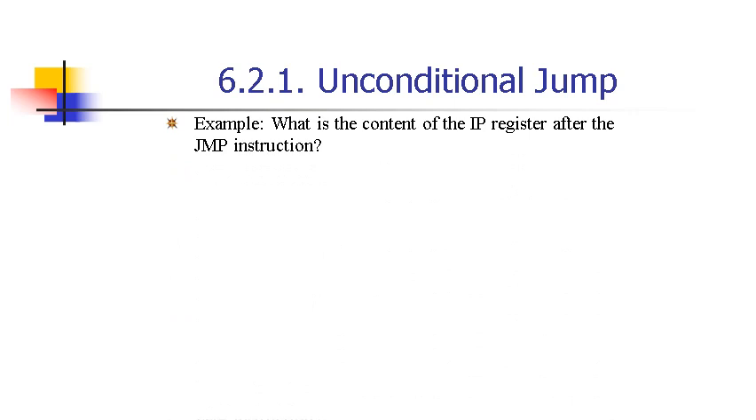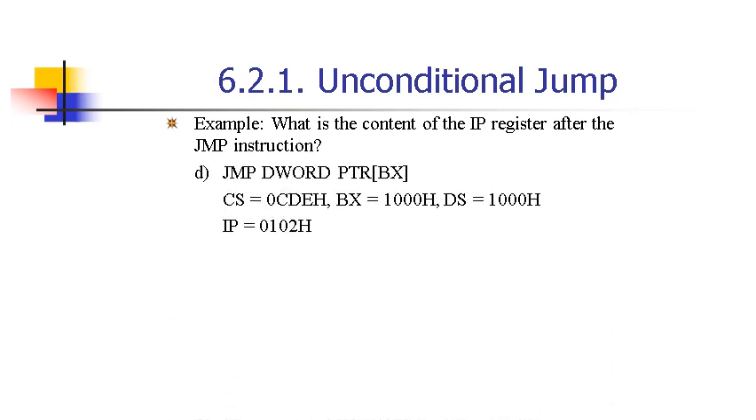Another example of your unconditional jump. Jump, and the base address is filled with an effective address. But here we have preceded this by a double word pointer, which means when you go to the address pointed to by BX, you get a double word, you get 32 bits, meaning this is an instruction to do a far jump. You would have to modify both your CS and IP.